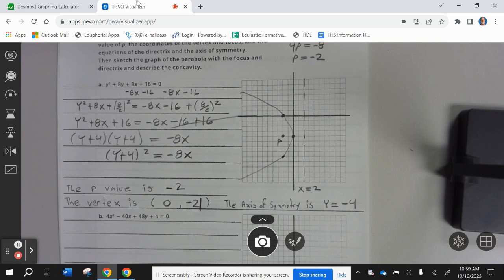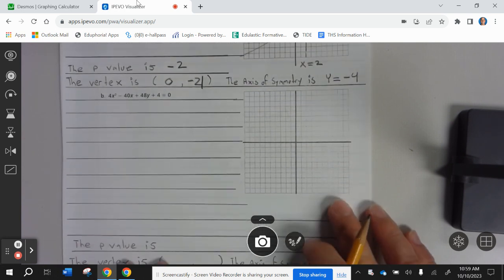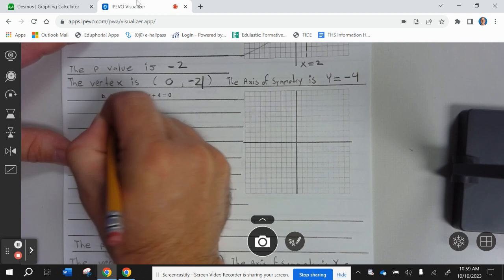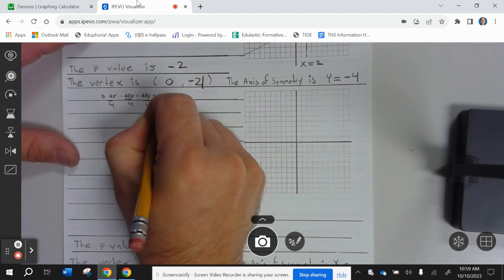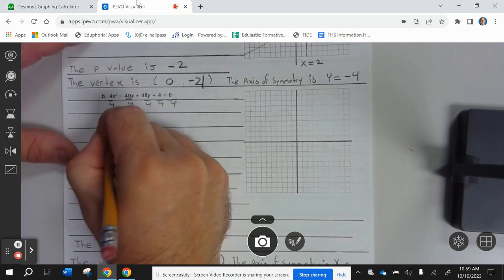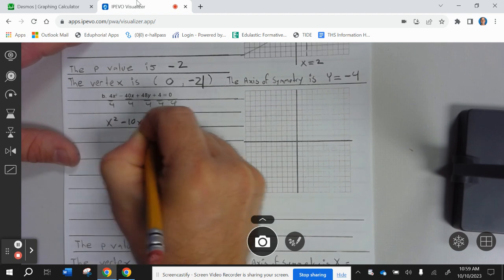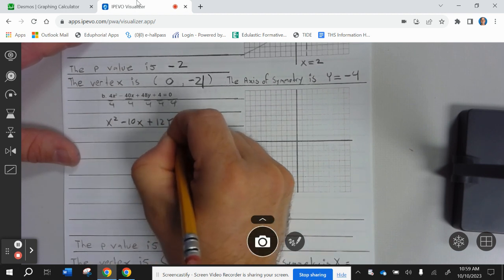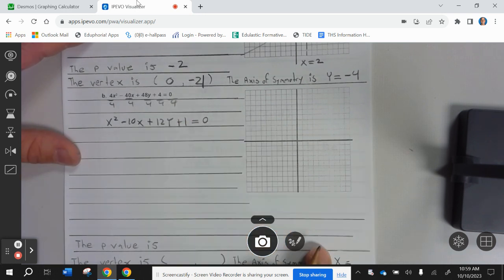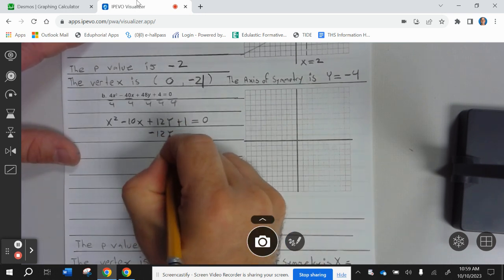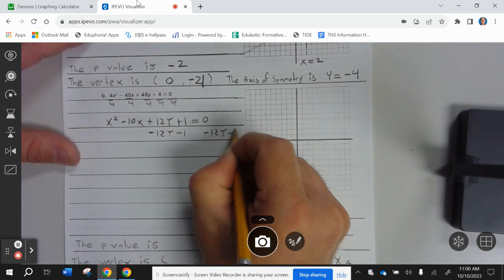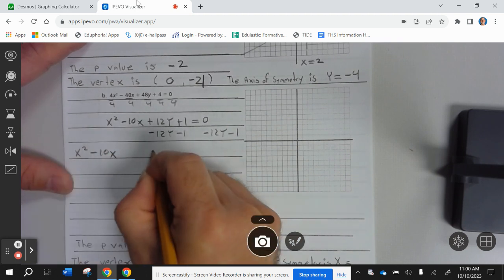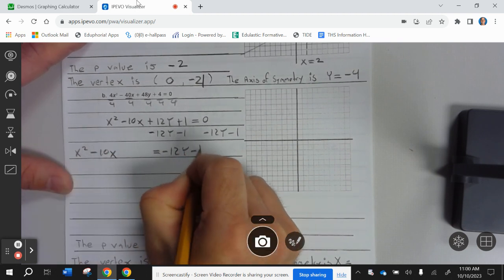Let's take a look at the next one. All right, so here we're going to divide everything by 4. So that becomes x squared minus 10x plus 12y plus 1 equal to 0. We're going to subtract the 12y and 1 from both sides. So you get x squared minus 10x equals negative 12y minus 1.